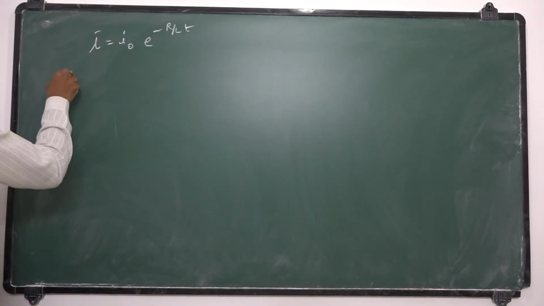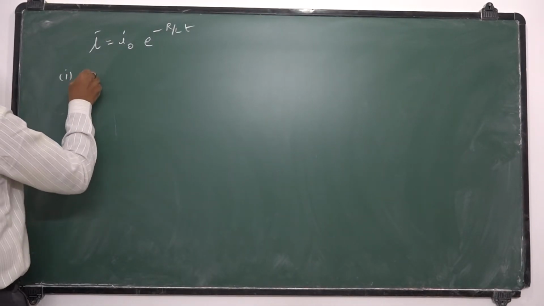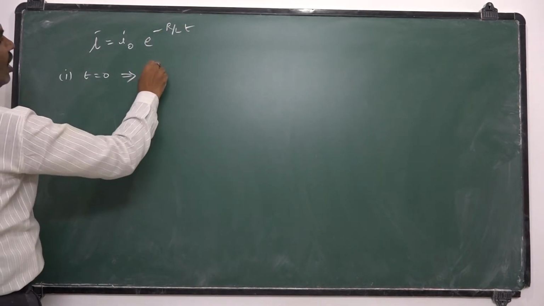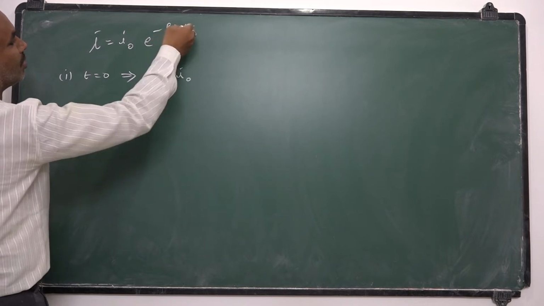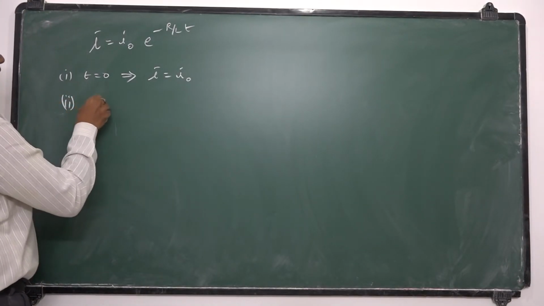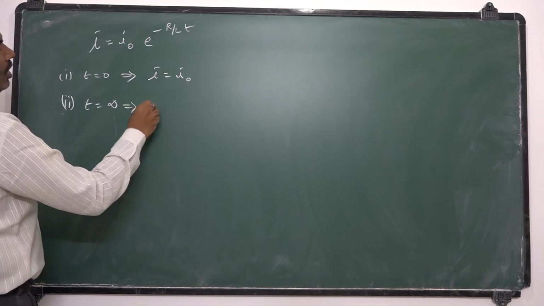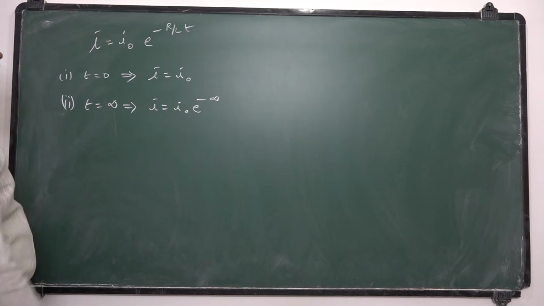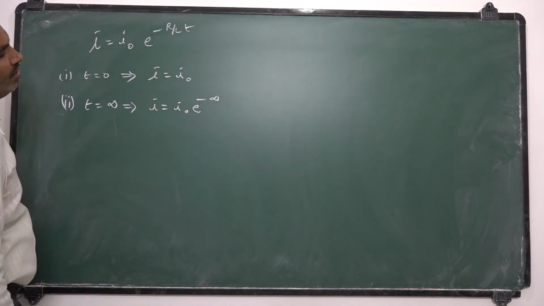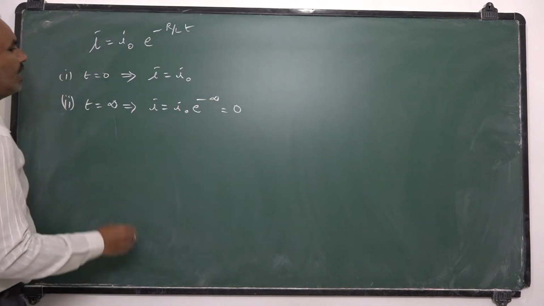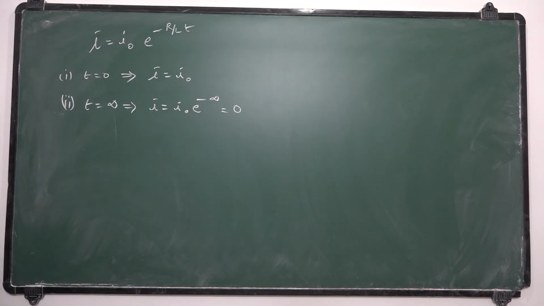Here, again three cases will come. Time t is equal to 0: I is equal to I naught, since e power 0 is 1. So maximum current is available in the circuit. In the second case, when time t is infinity, then I is equal to I naught into e power minus infinity, that is 1 by e power infinity, 1 by infinity, nothing but 0. The current decreases to almost 0 value.